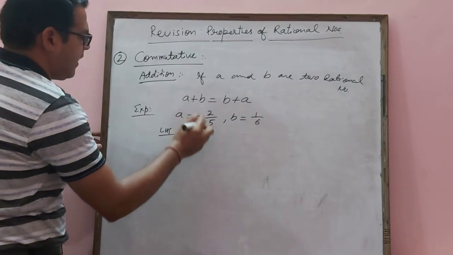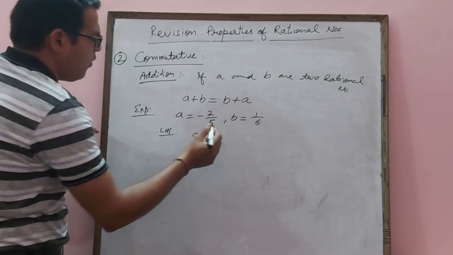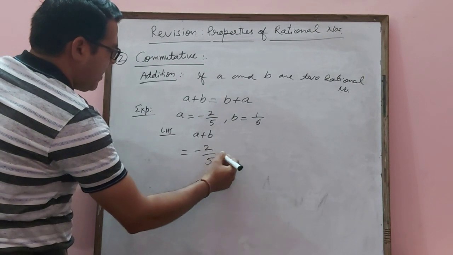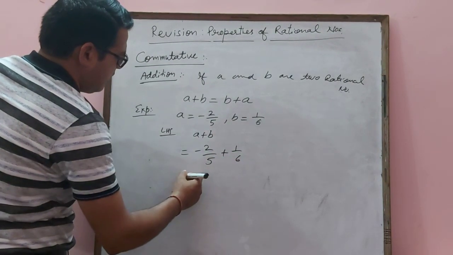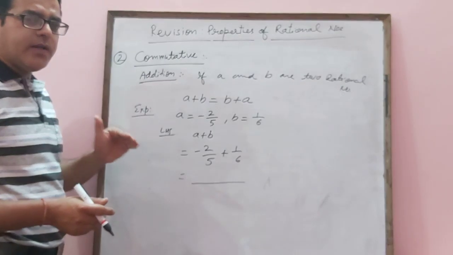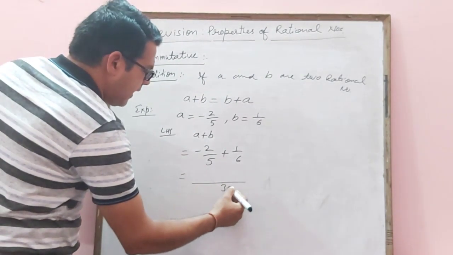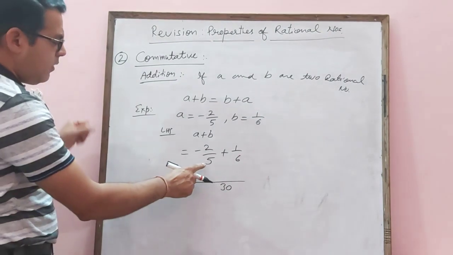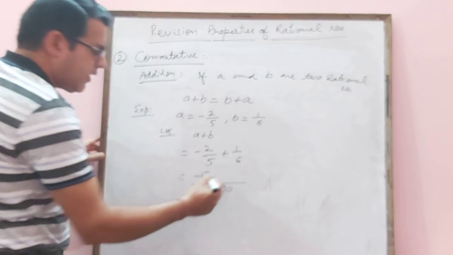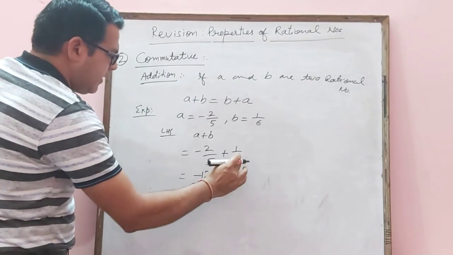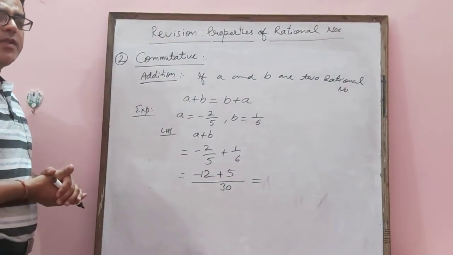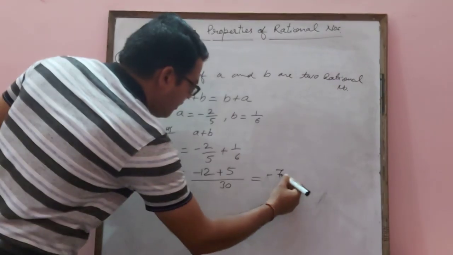This is the left hand side, that is A plus B. First we solve for the left hand side. So minus 2 upon 5 plus 1 by 6. How can we add it? After taking the LCM, making their denominators the same. So 30 is the LCM, and 5 6s are 30, 6 2s are 12. So minus 12 we can write here. Then plus 6 5s are 30 and 5 1s are 5. So minus 12 plus 5 means minus 7 by 30.